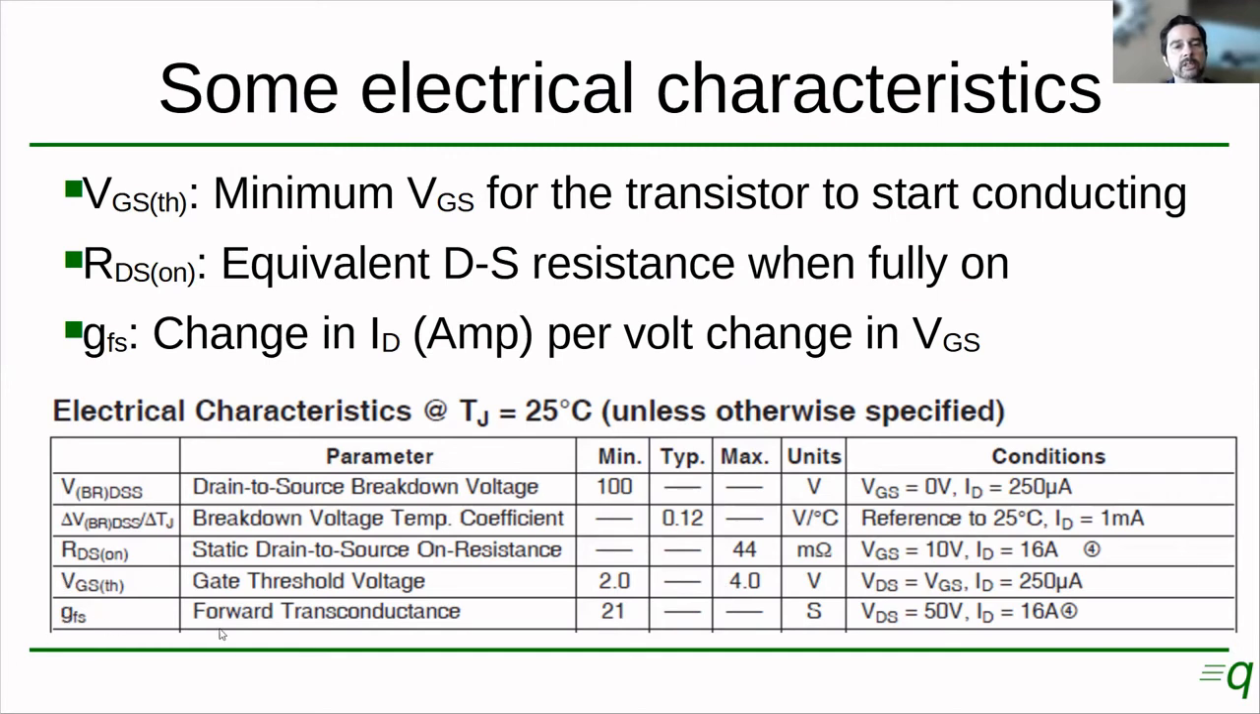And the last one here is the forward transconductance that I was talking about. It is rated at a minimum of 21 Siemens, or 21 amps per volt. So this means that for every volt that we change in the gate voltage, the current through the drain, if the circuit allows it, is going to change by 21 amps, okay?